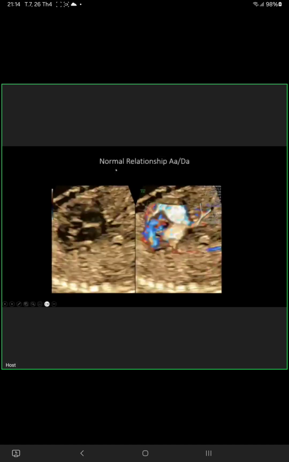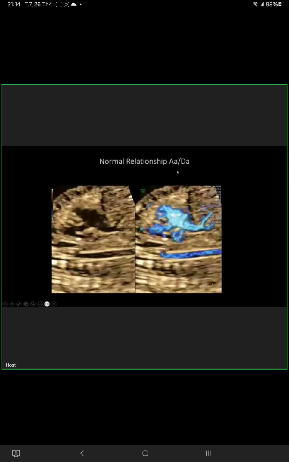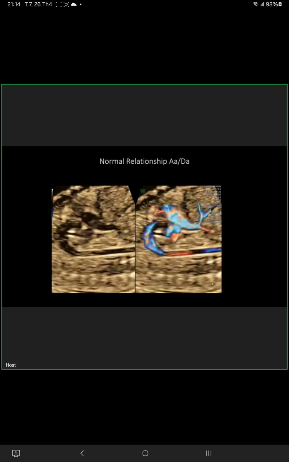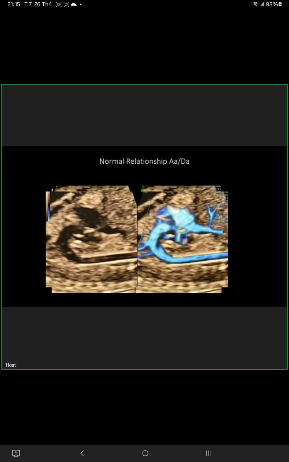You can see here normal relationship between two arch, aortic arch and ductal arch. This is the case 15 or 16. Normal relationship, aorta, the vessels coming to the neck, connection, distal part of the ductus, ductus arteriosus, sorry.